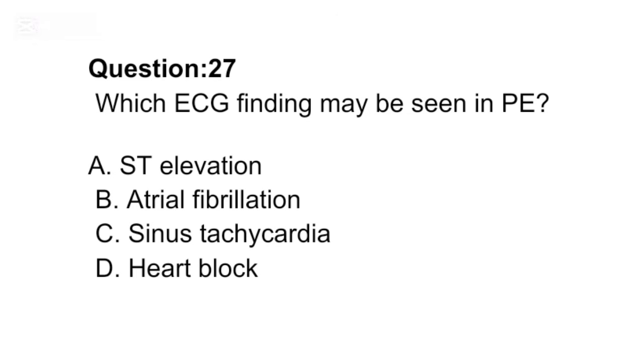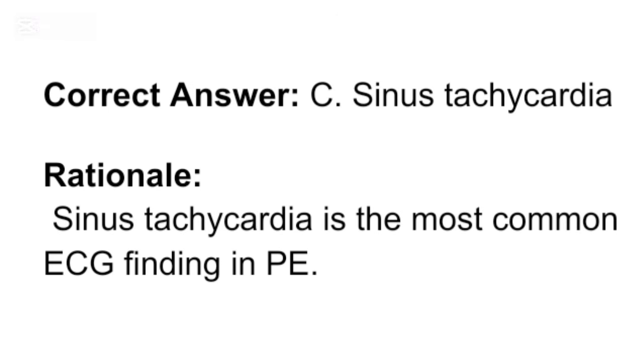Question 27. Which ECG finding may be seen in PE? A. ST elevation. B. Atrial fibrillation. C. Sinus tachycardia. D. Heart block. Correct answer, C. Sinus tachycardia. Rationale. Sinus tachycardia is the most common ECG finding in PE.